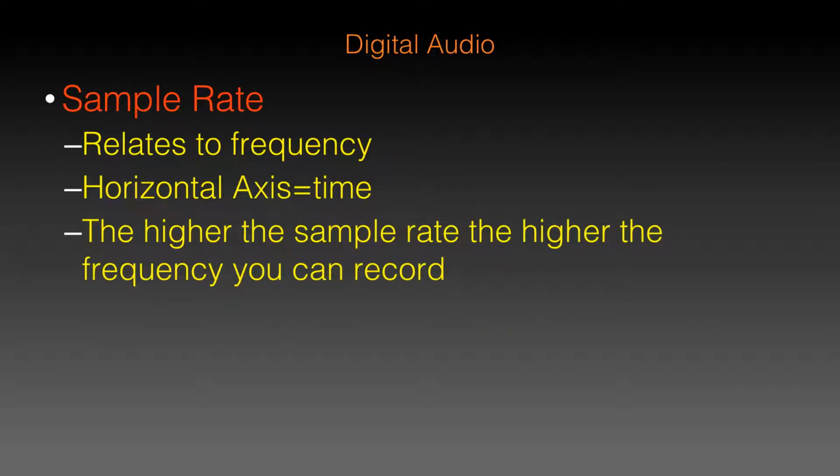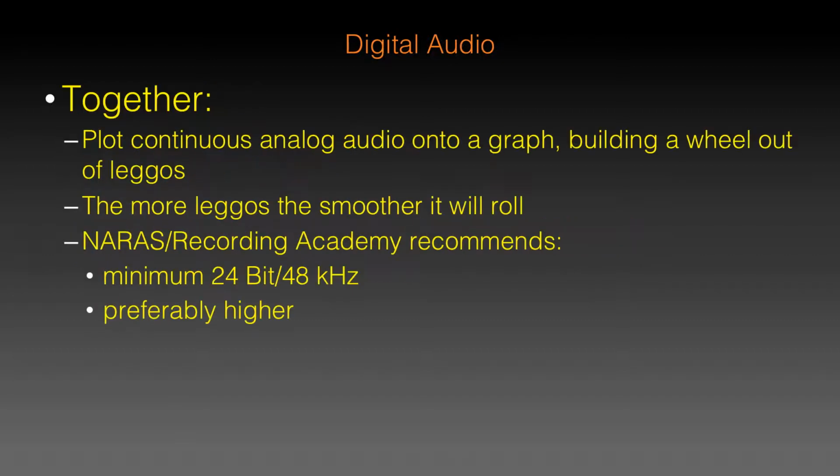Sample rate, on the other hand, relates to frequency. This is on the horizontal axis, the left and right axis. This relates to time. The higher the sample rate, in theory, the higher the frequency that you can record. Together, these two things plot out the contiguous audio waveform onto a graph. Or you can think about it like building a wheel out of Legos. So of course, the more Legos you have, the smoother it's going to roll.